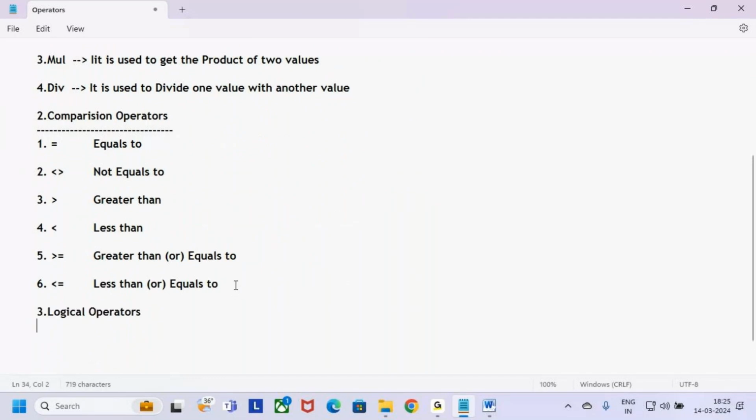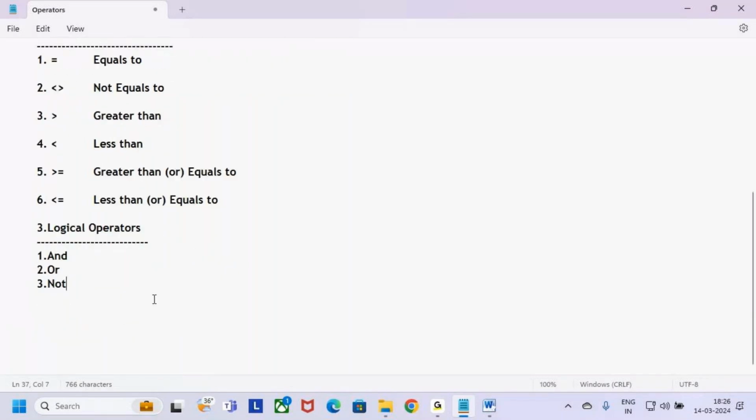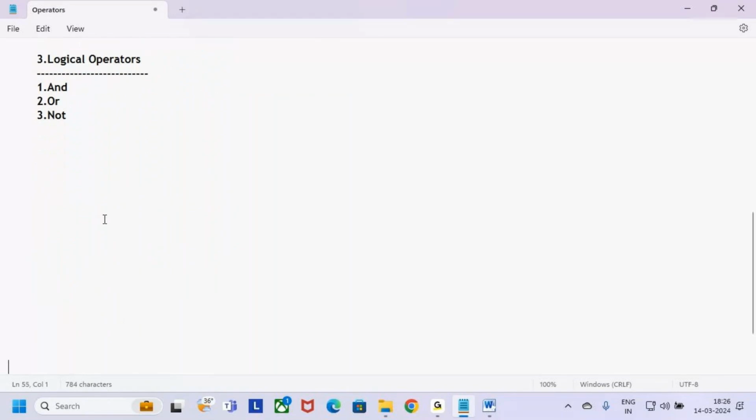Let me first keep here the different types of logical operators. We have different types of logical operators here. The first one is the AND logical operator. The second one is the OR logical operator. The third one is the NOT logical operator. These are the three different types of logical operators. Now let me explain one by one, guys. What's the functionality of the AND operator? What's the functionality of the OR operator and then the NOT operator?